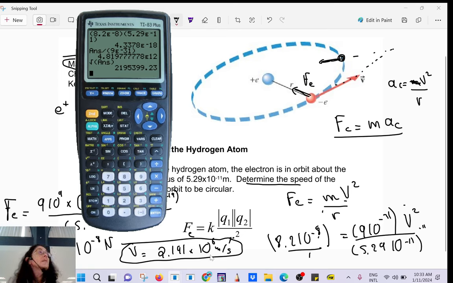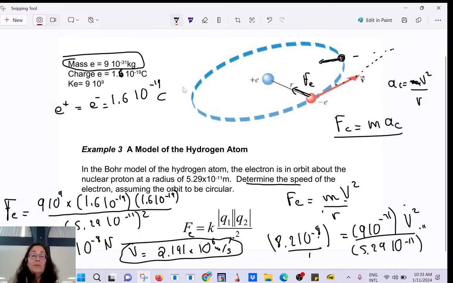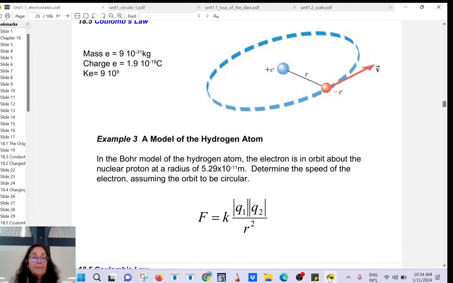Are you all with us? Make sure you review scientific notation and adding vectors, by the way. The speed of light is 3 times 10 to the 8 meters per second, so you can find the percentage.